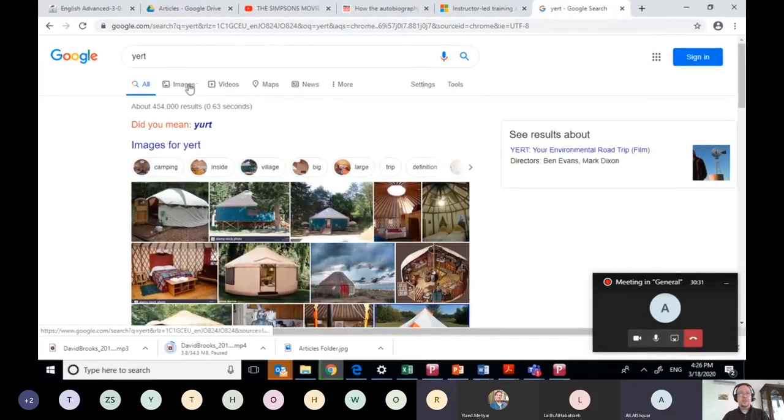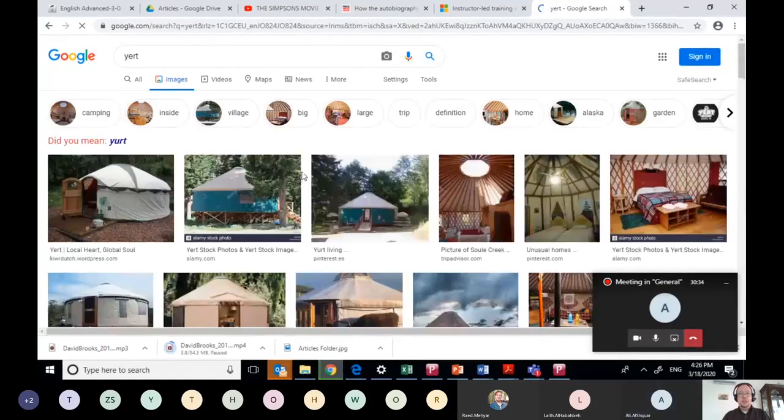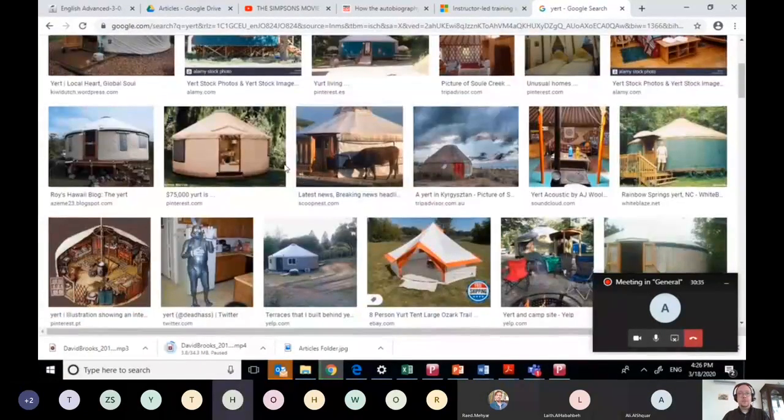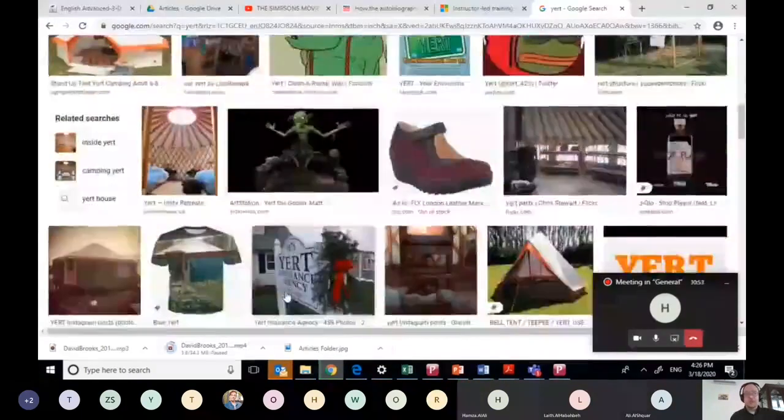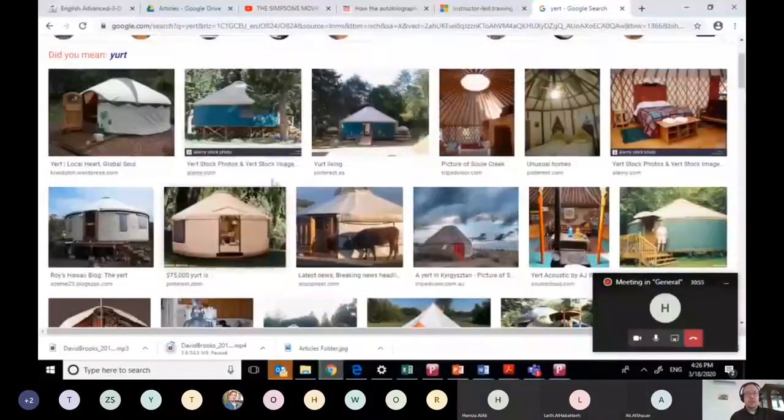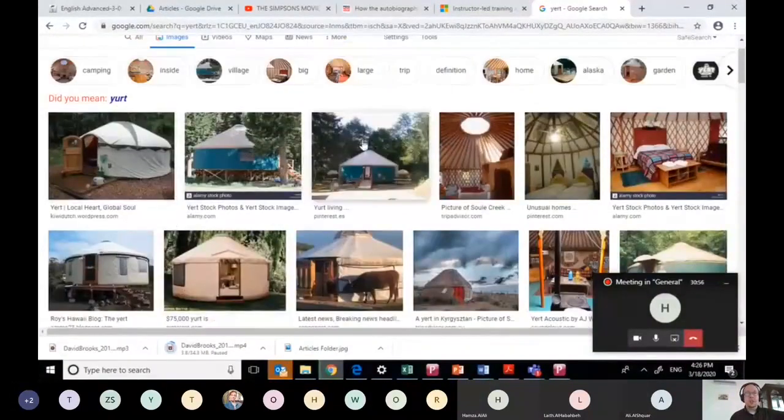Yep, here are some examples of yurts. Are they like nomads? Yeah, so they're similar to a tent that you can pack up and take around with you. So there are different types of yurt. So this is a yurt. Here's a yurt.